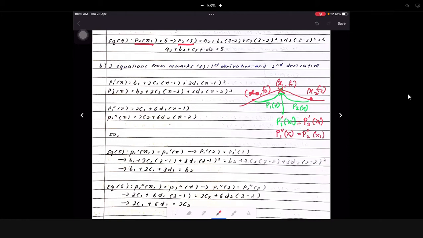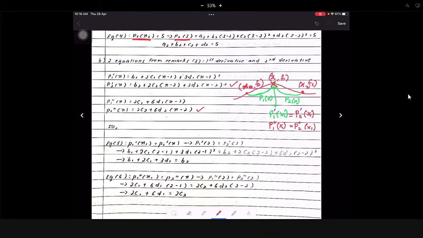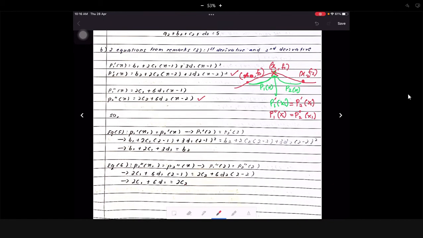You kena differentiate lah. Differentiate. Okay, and then differentiate ni. So kena banyak kerja sikit lah. Okay, so akan dapat 6 equation.